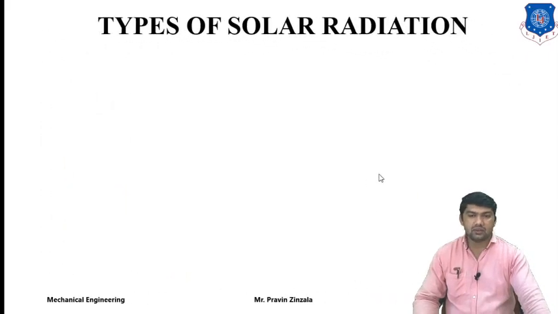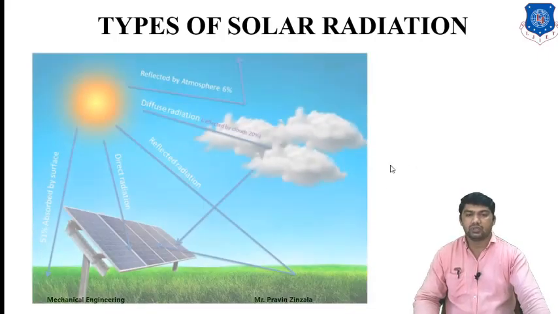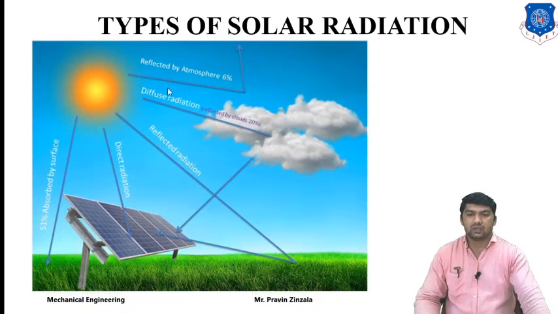Now we will discuss the types of solar radiation. The radiation emitted by the sun and received on Earth's surface has different intensity. Whenever radiation travels through the atmosphere, there are many chances of scattering or deflection. So the radiation received on Earth's surface is of lower intensity compared to the top of the atmosphere. Here is one example.